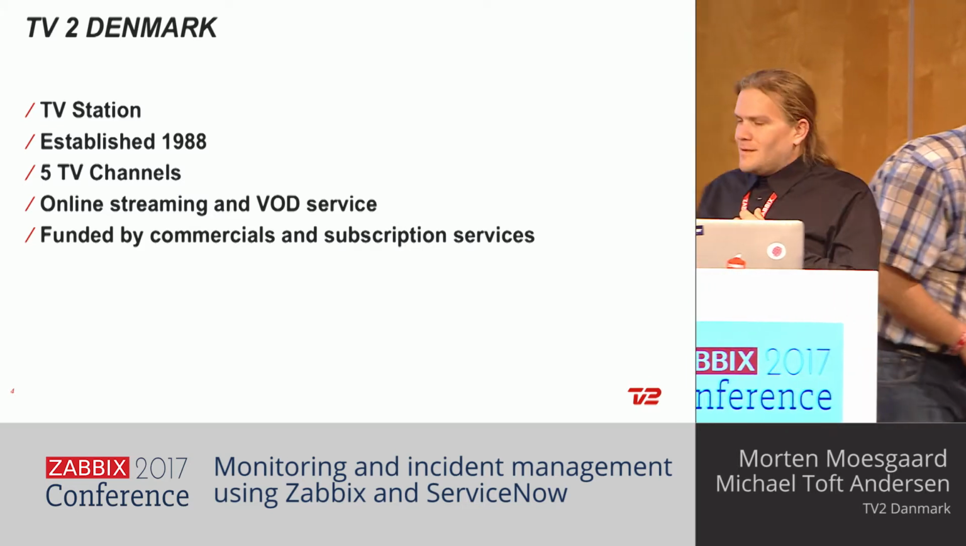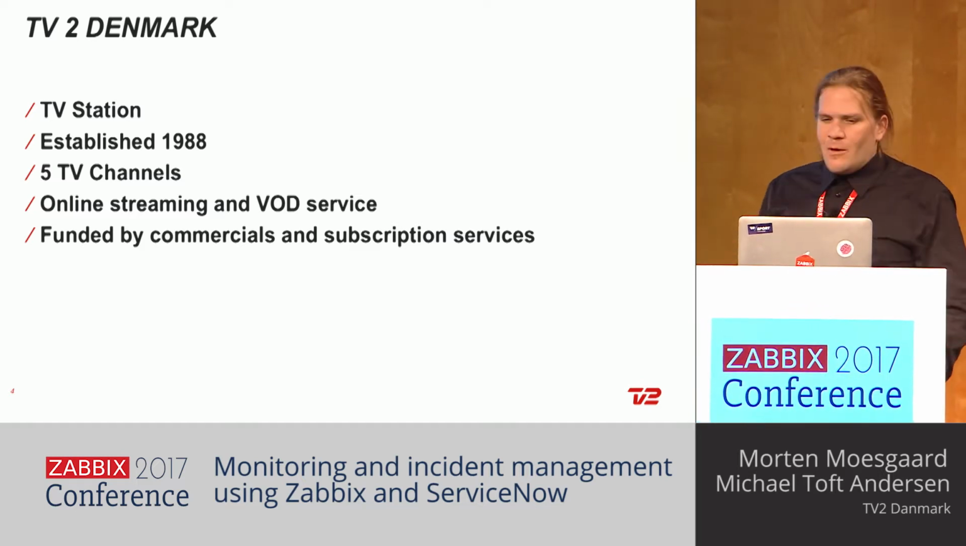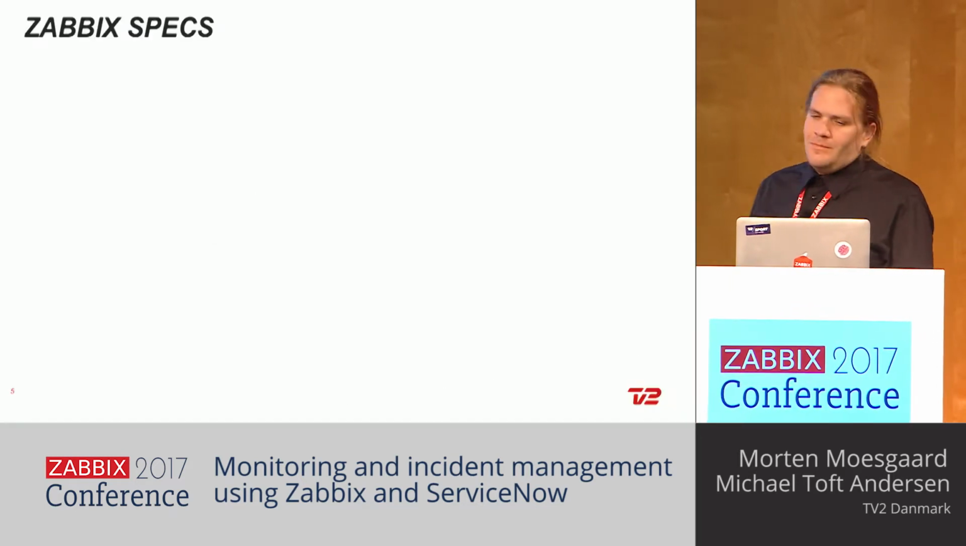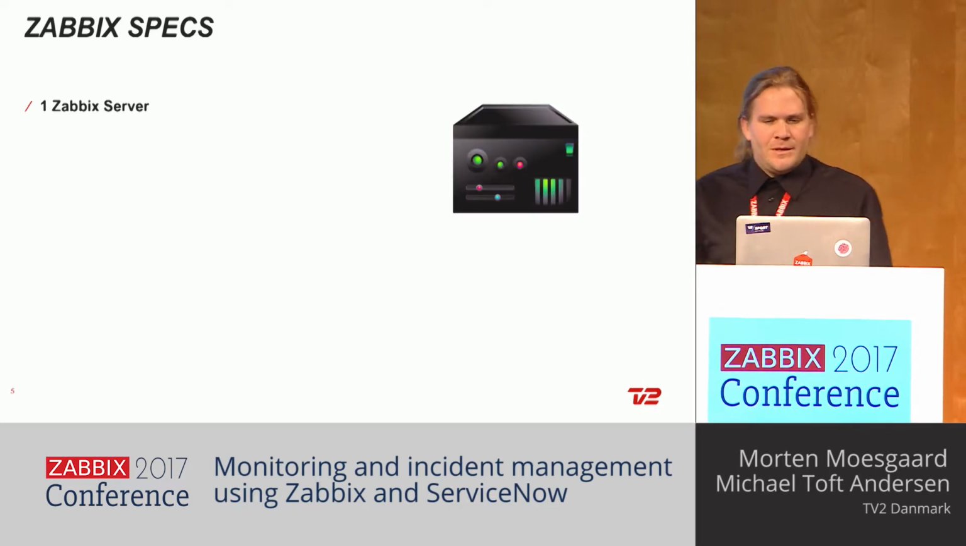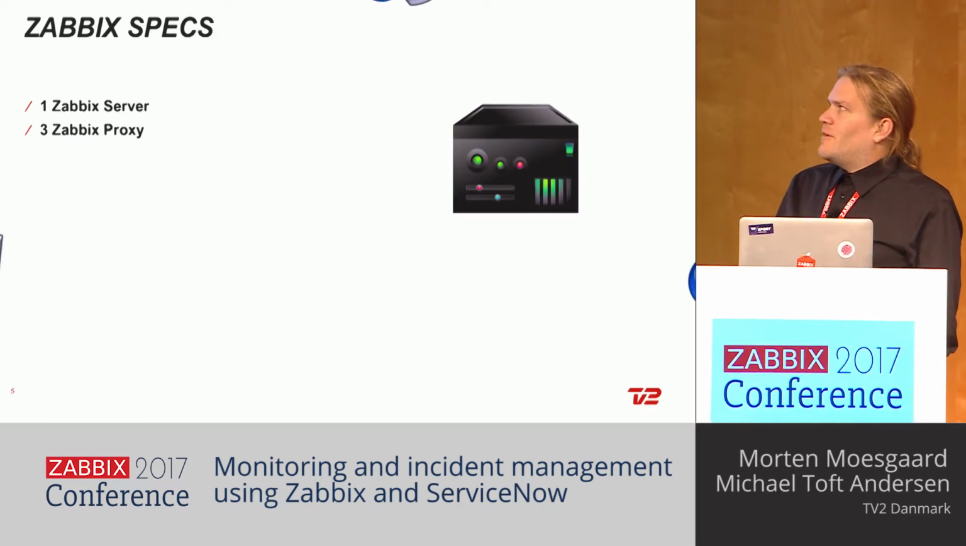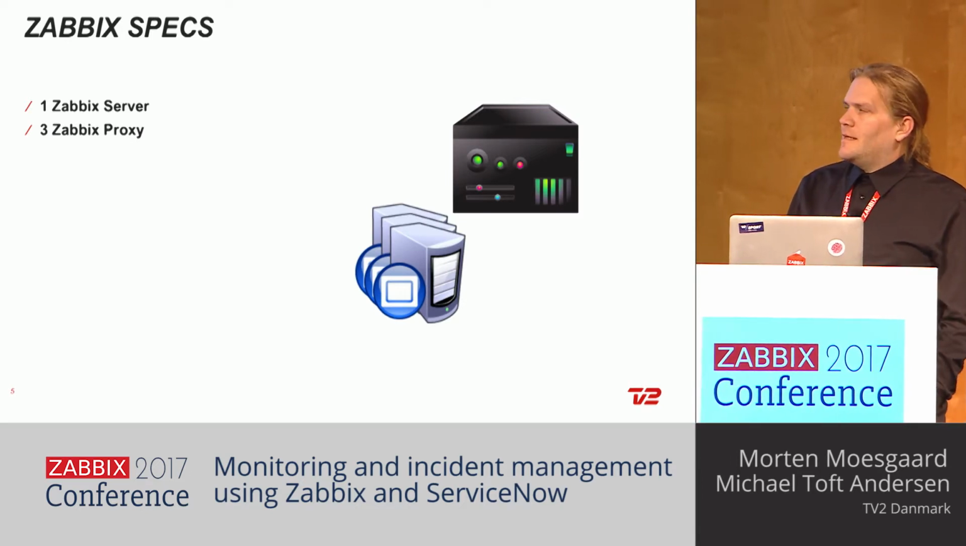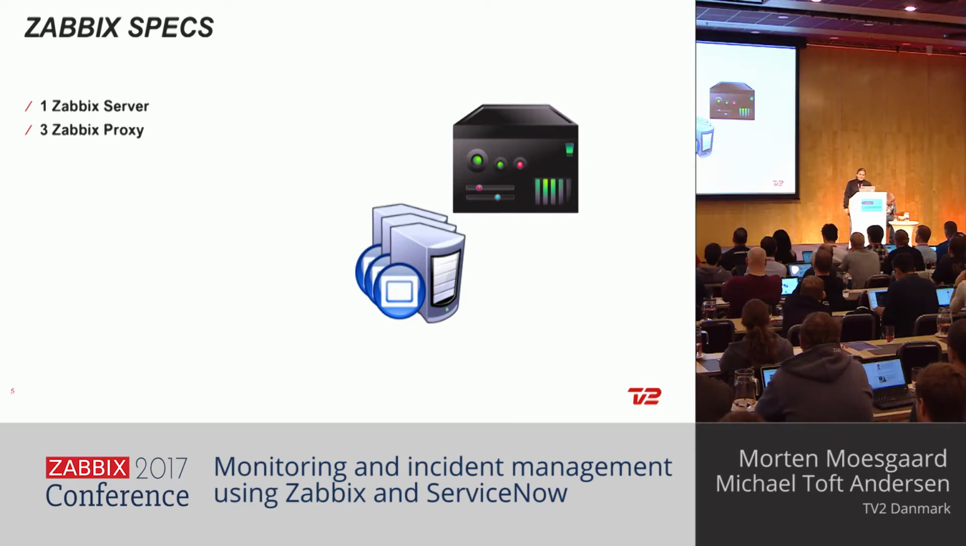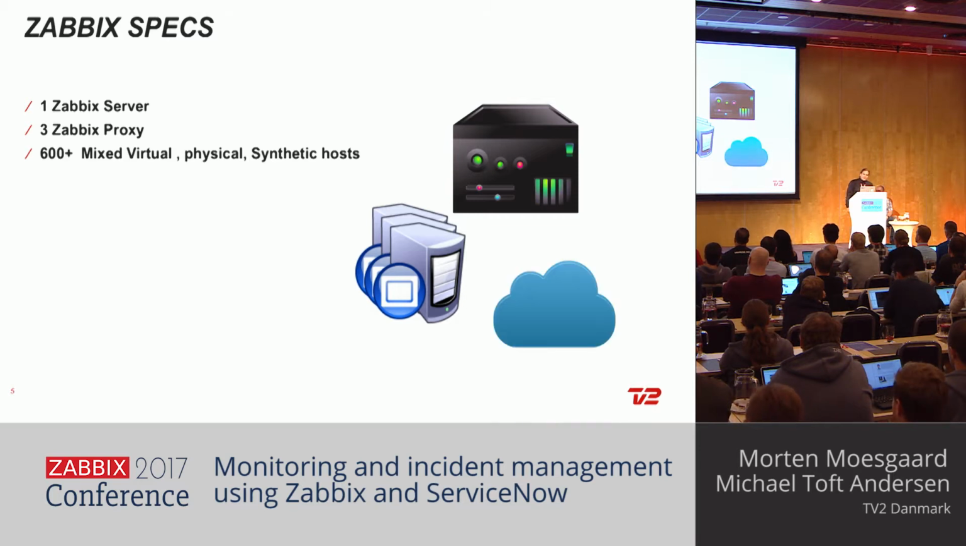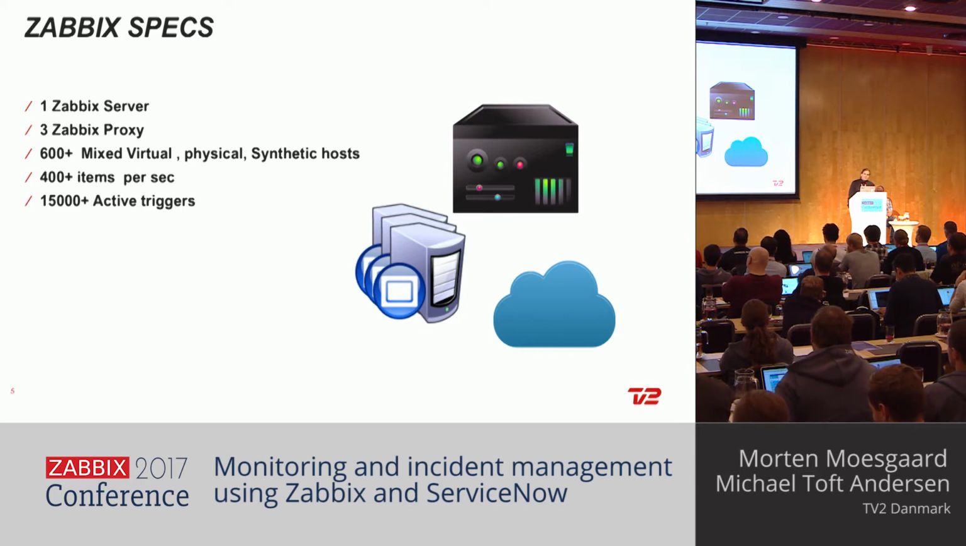So, I want to talk about the specs we have. We have one Zabbix server, and then we have 3 Zabbix proxies. One is located in an external location, and then we have 2 in-house. We have around 600 hosts. It's a mix of virtual, physical, and synthetic hosts. And we have an average of 400 items per second and 15,000 active triggers.